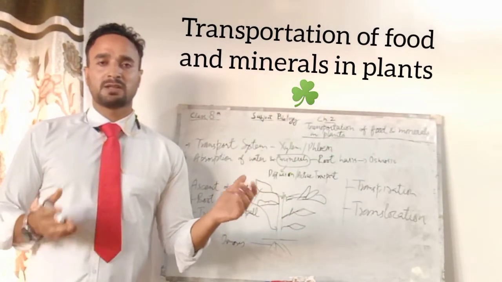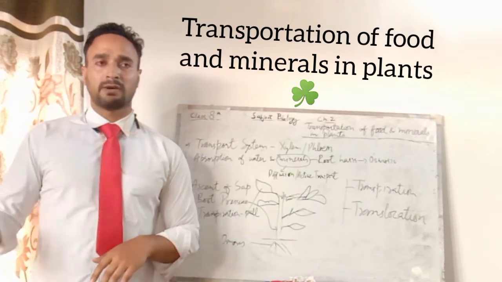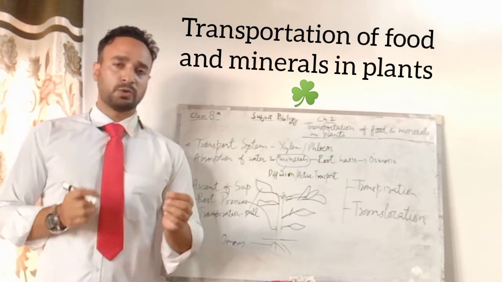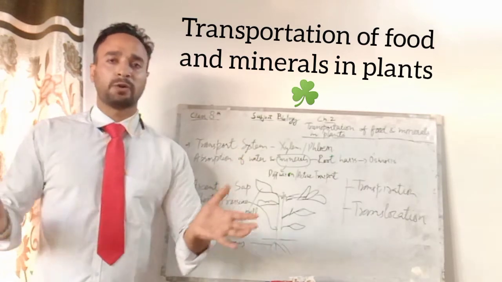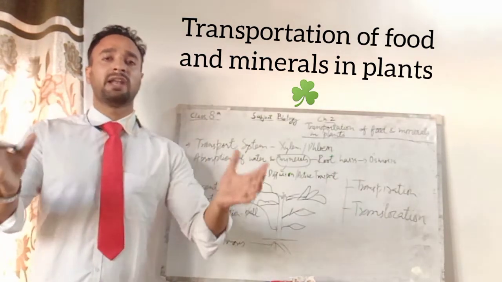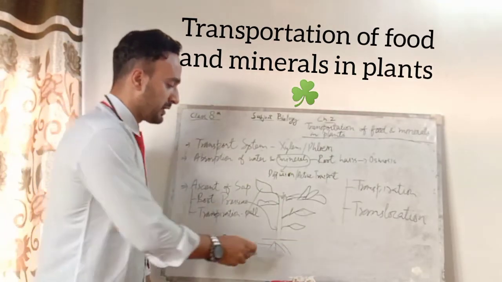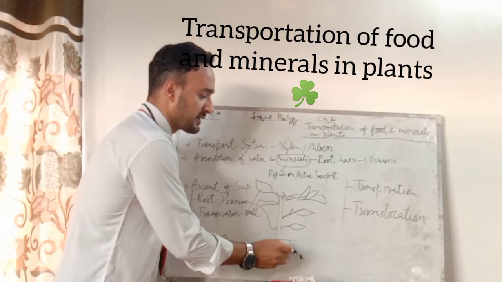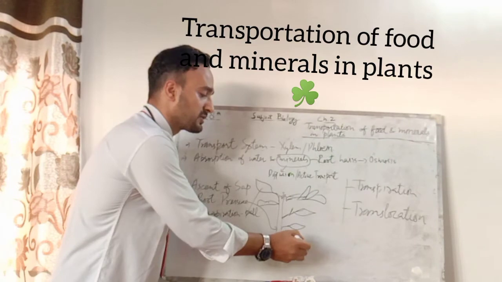During osmosis, there's the movement of water molecules from the higher concentration to the lower concentration, which means that the root hair cells have less concentration of water as compared to the surrounding soil. Suppose this is a plant here, and here are the roots. The water present in the root hair cells is at a lower concentration as compared to the surrounding soil.